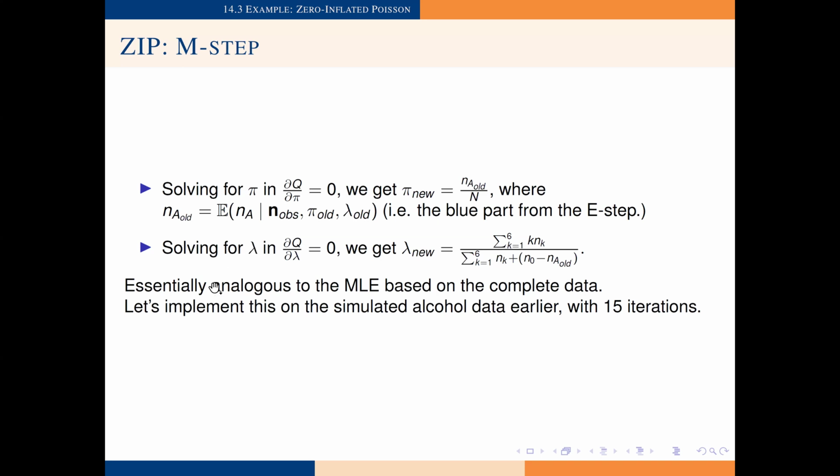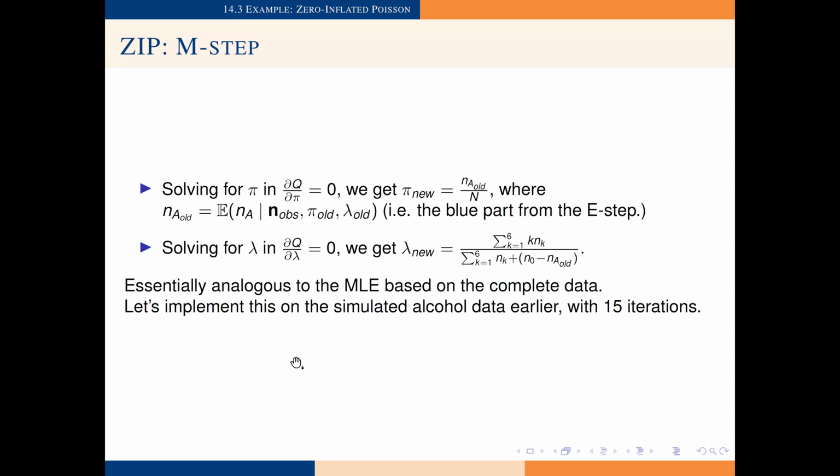If you solve for lambda in the partial of Q with respect to lambda equals 0, you notice that this whole thing is equal to 0 when lambda is equal to this fraction over here, where lambda nu is essentially the result where the numerator is the sum over the classes with one or more drinks of k times n_k, and the denominator is the sum over the 6 classes from 1 to 6 of n_k, plus the NB old, which is the 0 class, how many people are observed, minus the NA old from the E step.